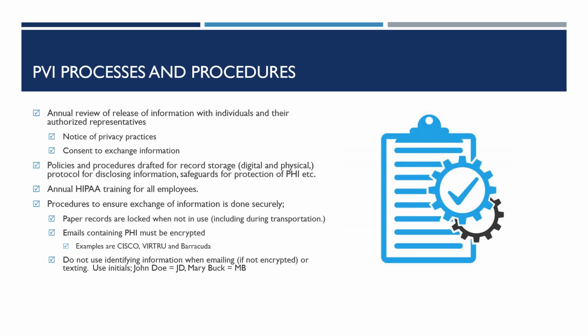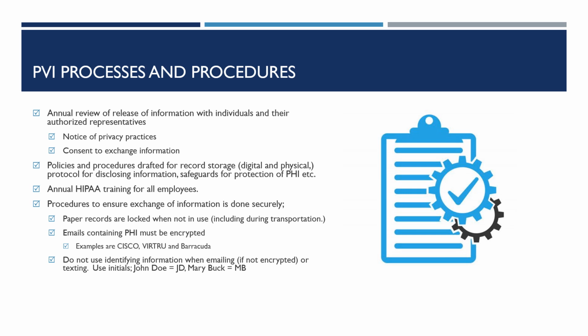We do annual reviews of releases of information with individuals and their authorized representatives. So annually, we supply a notice of what our privacy practices are, and we also update the consent to exchange information at least annually and as needed. We also have policies and procedures drafted for record storage. These cover both digital and physical records. We have a protocol for disclosing information and safeguards for protection of PHI. We conduct annual HIPAA trainings for all employees. We have procedures in place to ensure exchange of information is done securely.